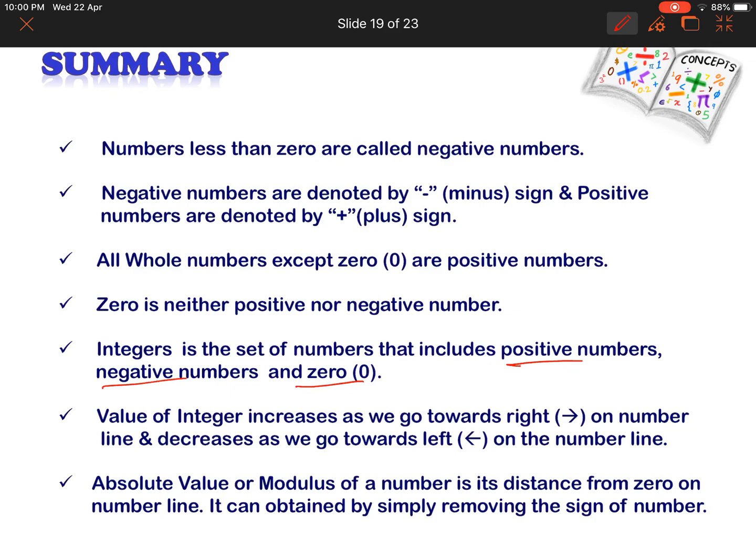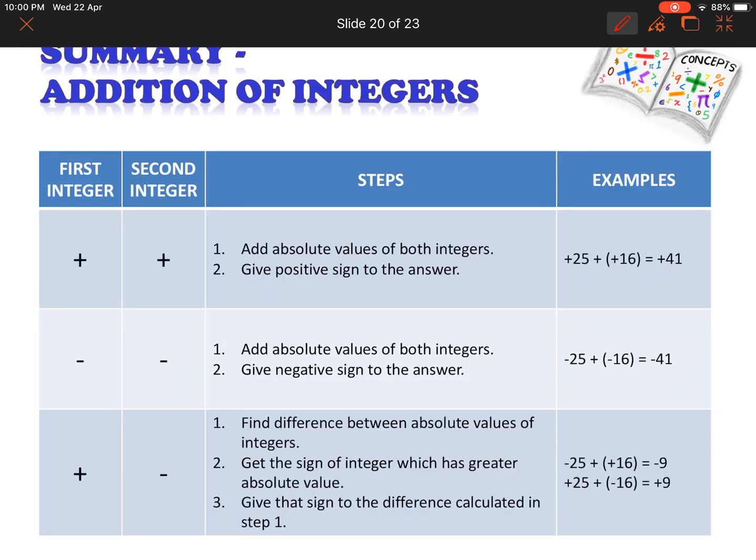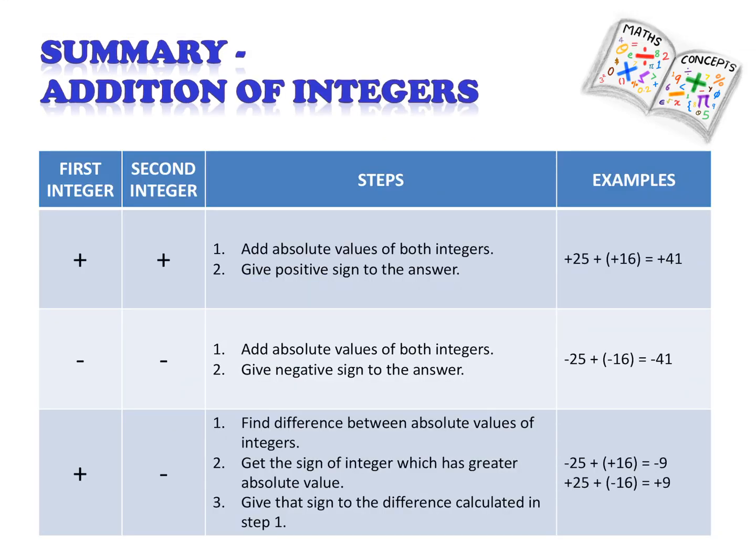Value of integer increases as we go towards right on the number line. Value of integer decreases as we go towards left on the number line. Absolute value or modulus of a number is its distance from 0 on the number line. It can be obtained by simply removing the sign of integer. Now here is summary of addition of integers.